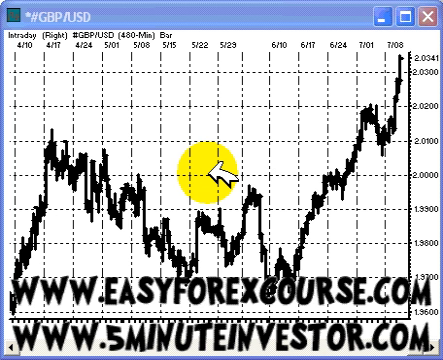Take a look at the Great British Pound versus the US dollar on a 480-minute chart. You can see that the market, after a multi-month correction, rallied very significantly, broke out to a new high above the 2 to 1 level, and then pulled back into areas of chart support.